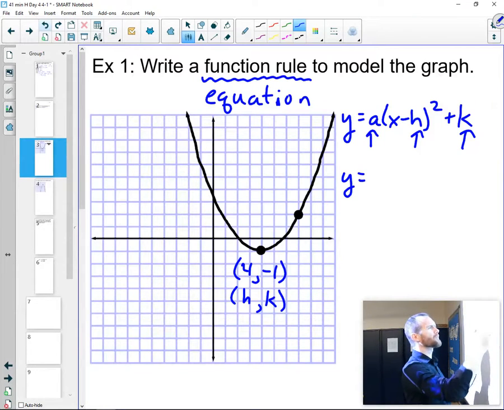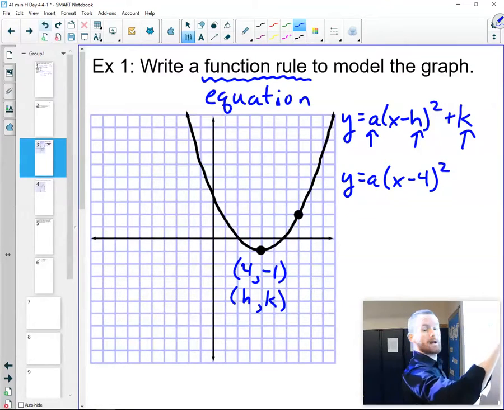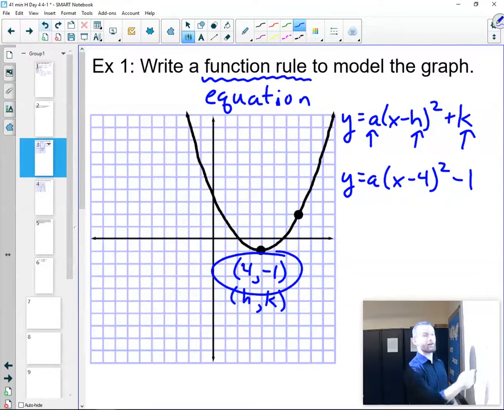That's going to be y equals, we don't know a yet, but it's going to be a times x. We know h. It's going to be minus 4 squared. K is minus 1. So we just plug our h and k values into our function rule, and we're already most of the way there. All we have to do now is find our a value.